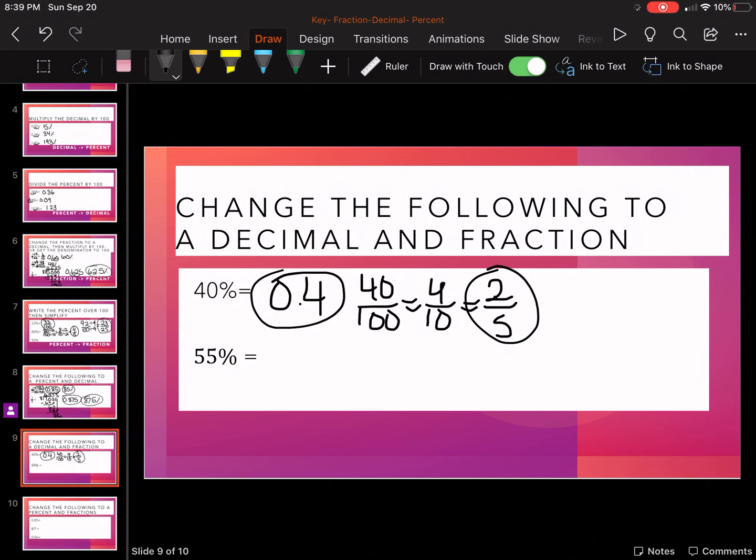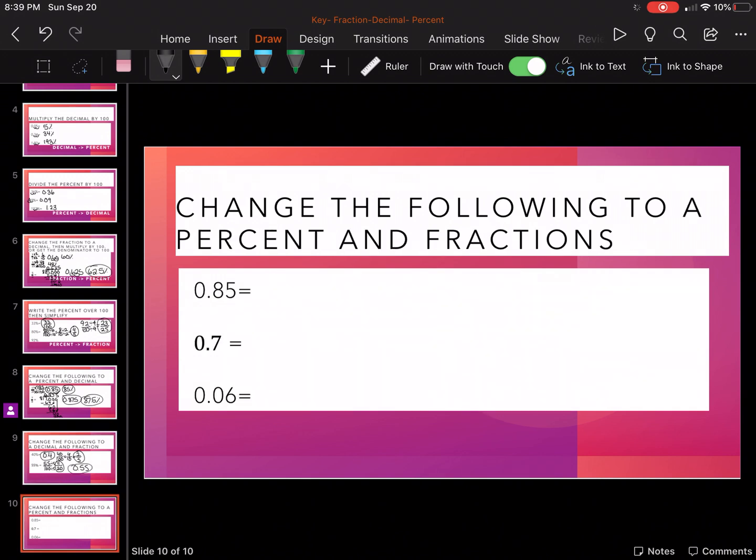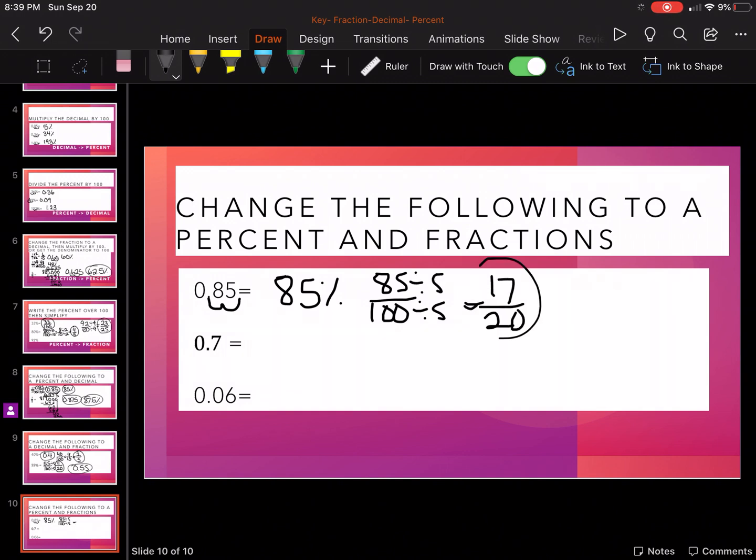Okay. 55 hundredths. So that's an easy one as a decimal, 55 hundredths. And then just simplify, divide by 5. Gets you 11/20. Okay, this last one, 85 hundredths, move the decimal back, 85%. And then 85 over 100, divide by 5, gets you 17/20.